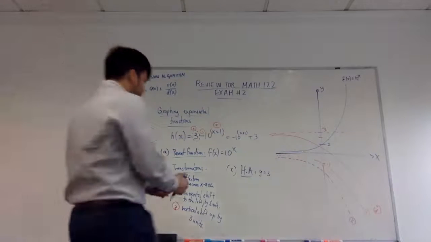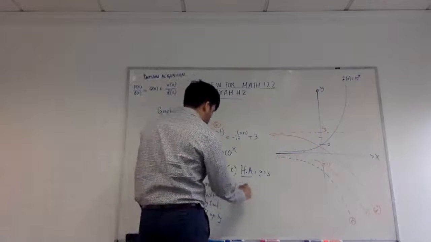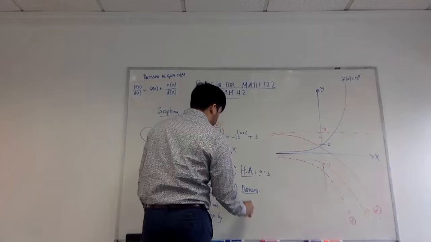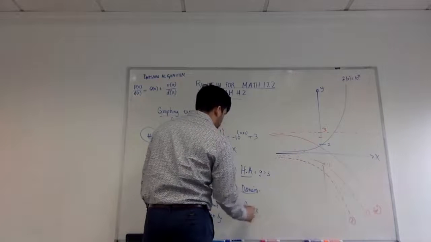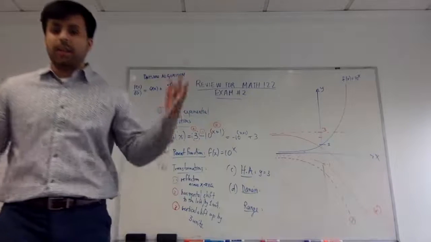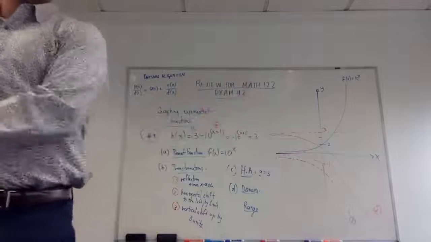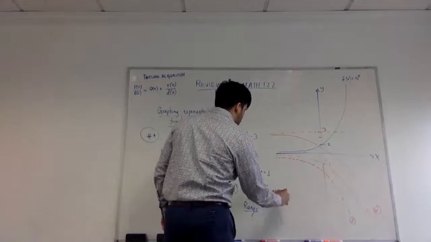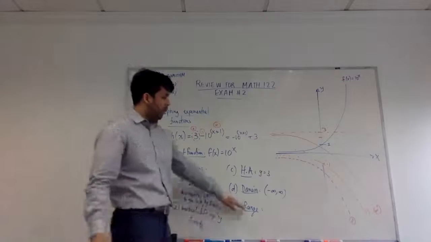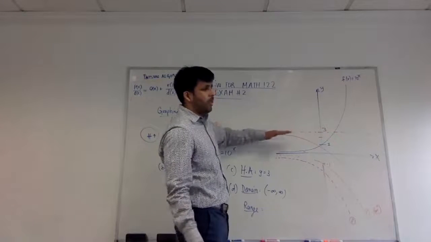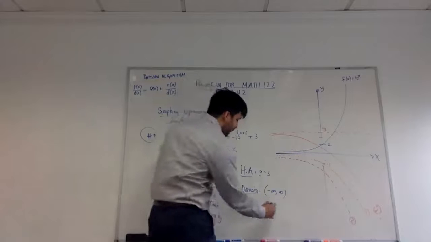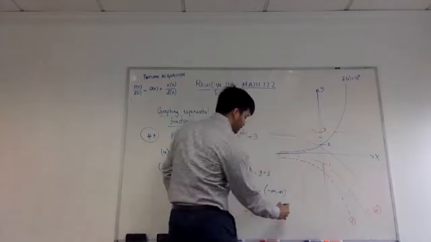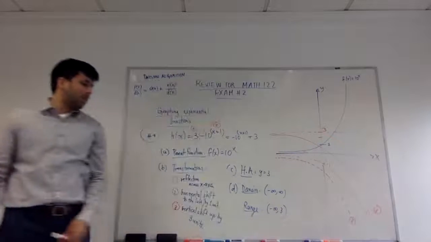And then what's my domain and range? Well, my domain for any exponential function is always going to be negative infinity to infinity. And what's my range? Well, it's going to be all the y values up until the asymptote. It's going to go from negative infinity, because I'm going all the way down, all the way to 3, not including 3, because this is the asymptote.